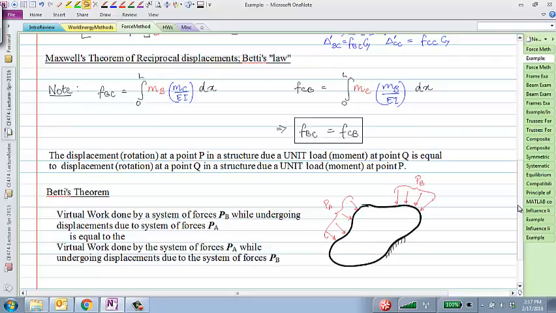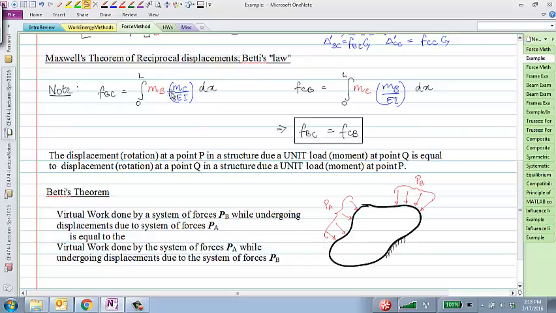And just as a last thought, this Maxwell's theorem for reciprocal displacements is basically a special case of a more general theorem called Betti's law, or Betti's theorem, where for any structure, if you have two systems of loads on that structure, then Betti's theorem says that the work done, this slide really says virtual work, but it's really work done by loads PA when the load system PB is applied, is equal to the work done by PB when PA is applied.